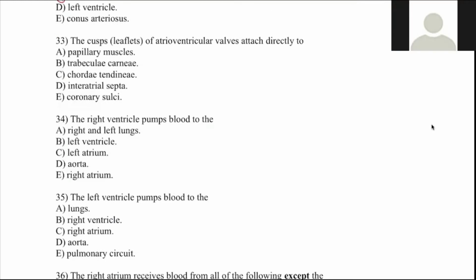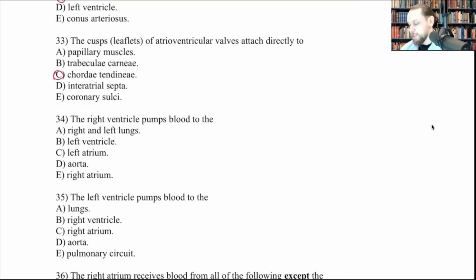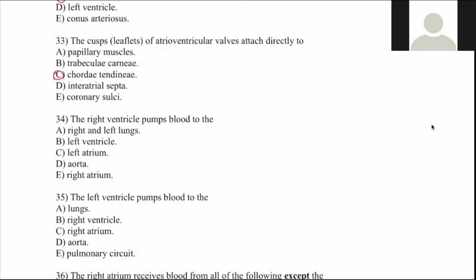The cusps or leaflets of atrioventricular valves attach directly to the chordae tendineae. That is correct, right? And by the way, the chordae tendineae can snap in certain MIs, which is why we listen to the heart sounds. If you hear abnormal heart sounds in the setting of a heart attack, it's possible that you have papillary muscle rupture, and the chordae tendineae are no longer holding the cusps of these AV valves. So you may have abnormal sounds. So always in the setting of an MI, or ST segment elevation, auscultate at the fifth intercostal space, mid-clavicular line.